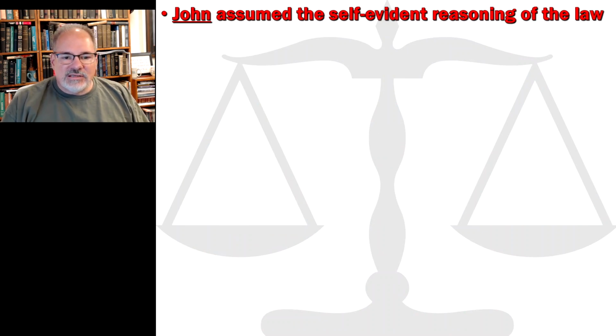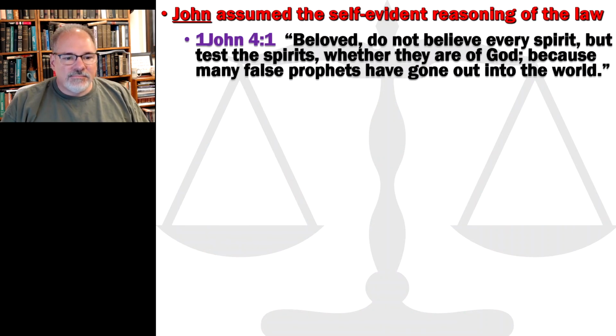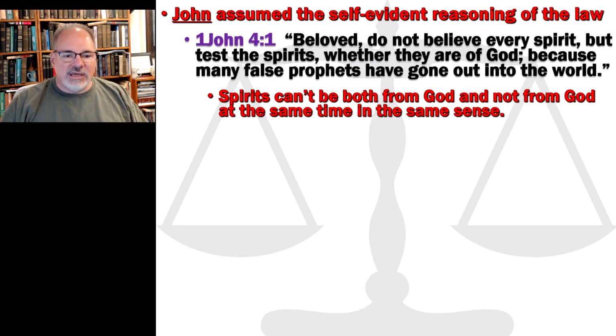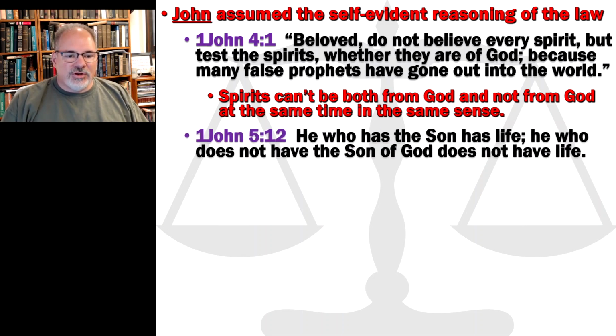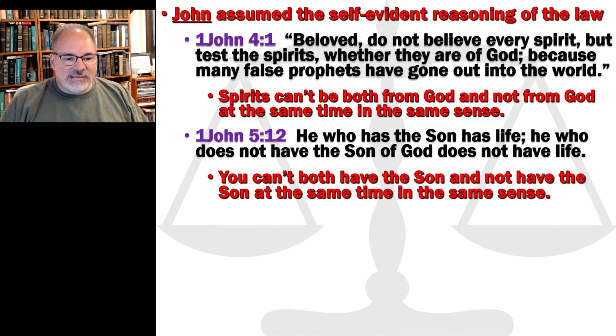John assumed the self-evident reasoning of the law. 1 John 4:1, "Beloved, do not believe every spirit, but test the spirits, whether they are of God, because many false prophets have gone out into the world," right? So spirits can't be both from God and not from God at the same time in the same sense. It doesn't work. 1 John 5:12, "He who has the Son has life. He who does not have the Son of God does not have life." Can't get it any simpler. You can't both have the Son and not have the Son at the same time in the same sense.